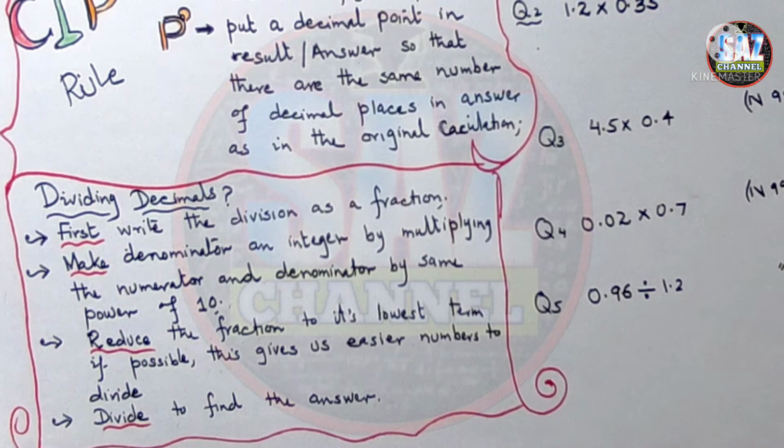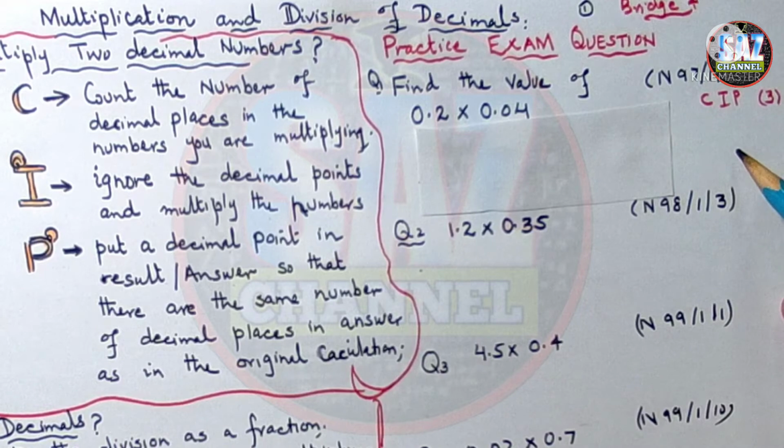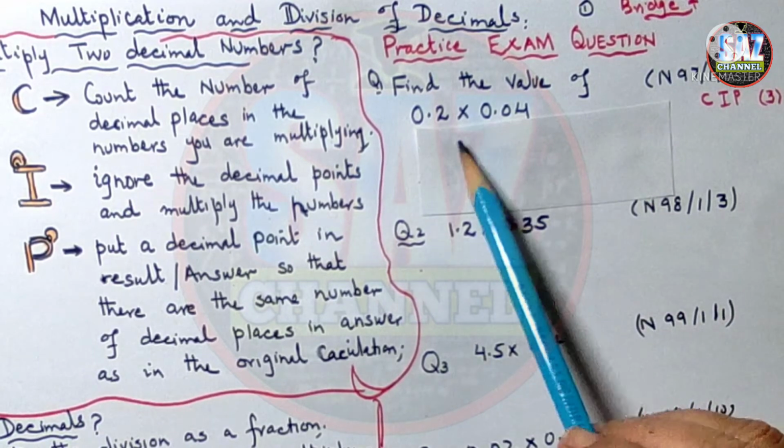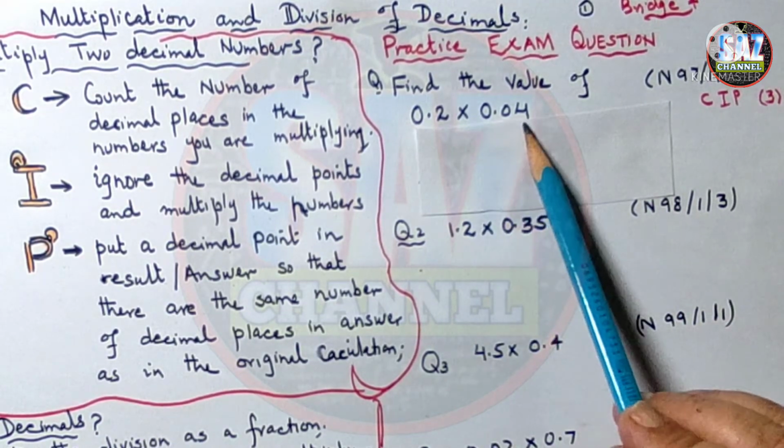Now you can see that I'm selecting the questions from past papers in order to give my students the idea that these small questions are really important. If you have a good hold on these small questions and small concepts, you can easily secure 1 mark. Now the first problem is that we have to multiply 0.2 by 0.04.